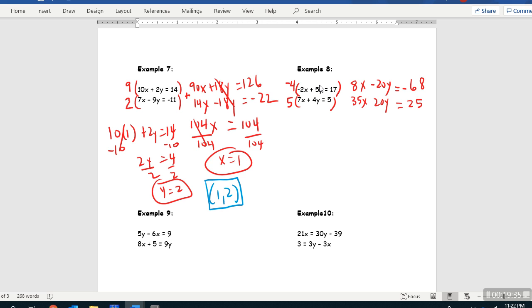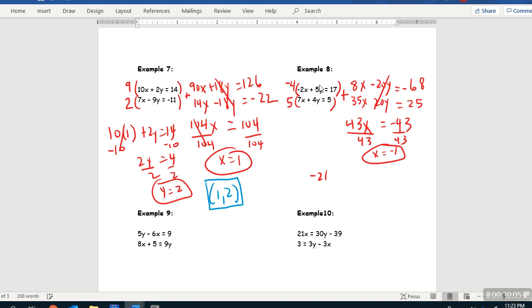25. All right, now we're ready to add the two rows together. What is 8x plus 35x? That is 43x. Negative 20y plus 20y eliminated. Negative 68 plus 25, negative 43. So we're going to divide both sides by 43, and x equals -1.